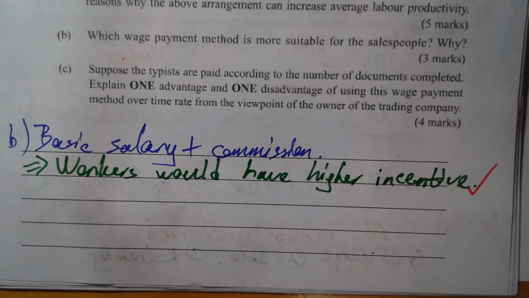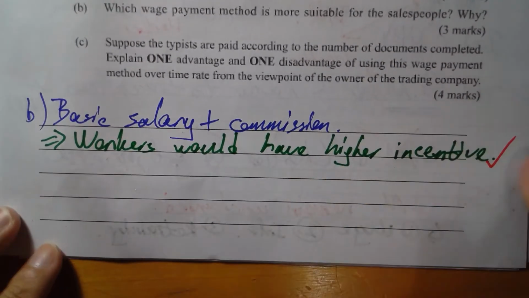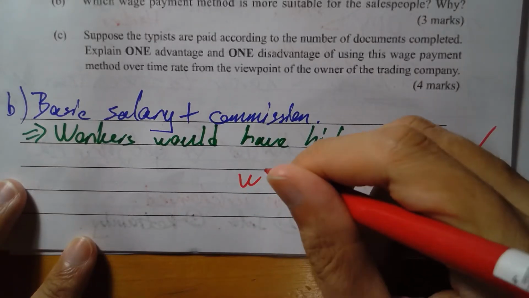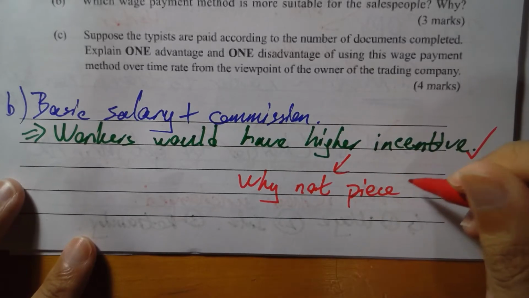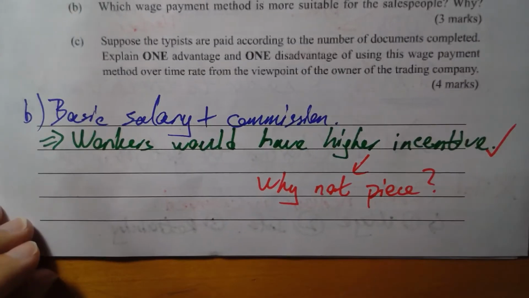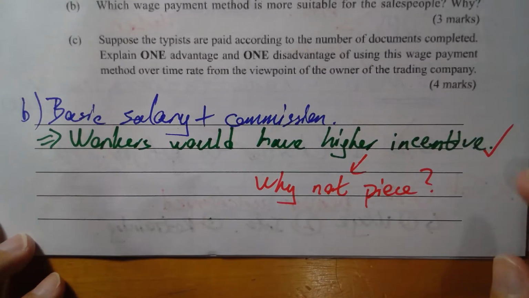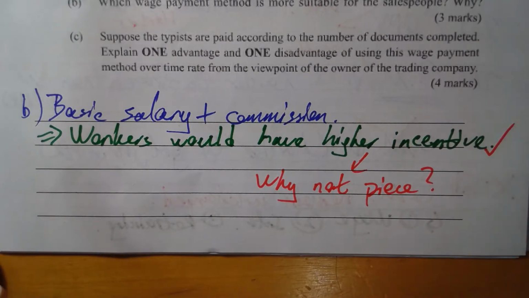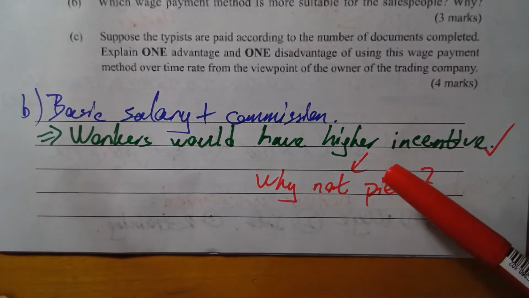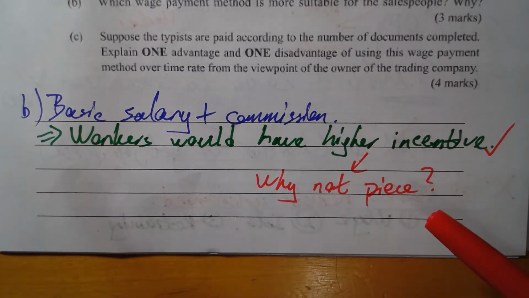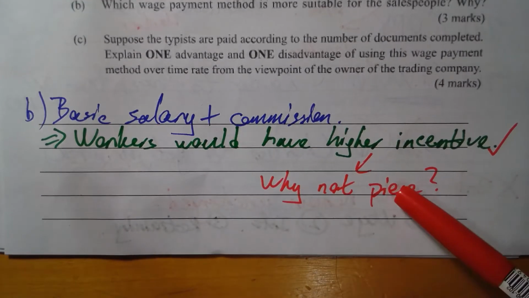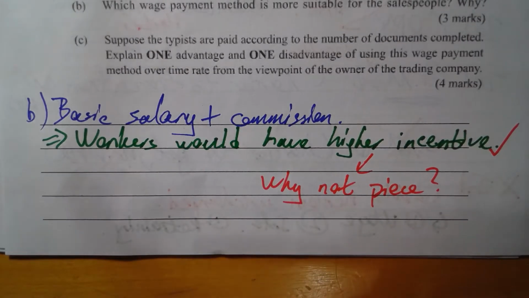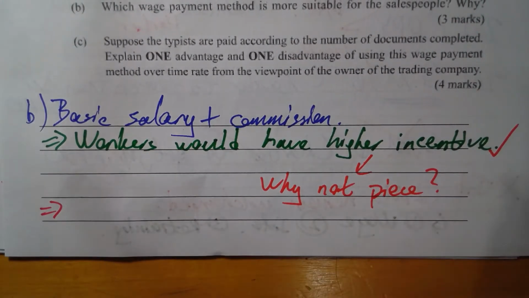But then I ask the question, if you want high incentive, why don't you use piece rate then? Piece rate also has high incentive, so why not use piece rate? So you see, this is a correct answer, but not the best answer. The criteria for the best answer should be that we need to find something that piece rate does not have and we have. And I think that one would be with basic salary plus commission.